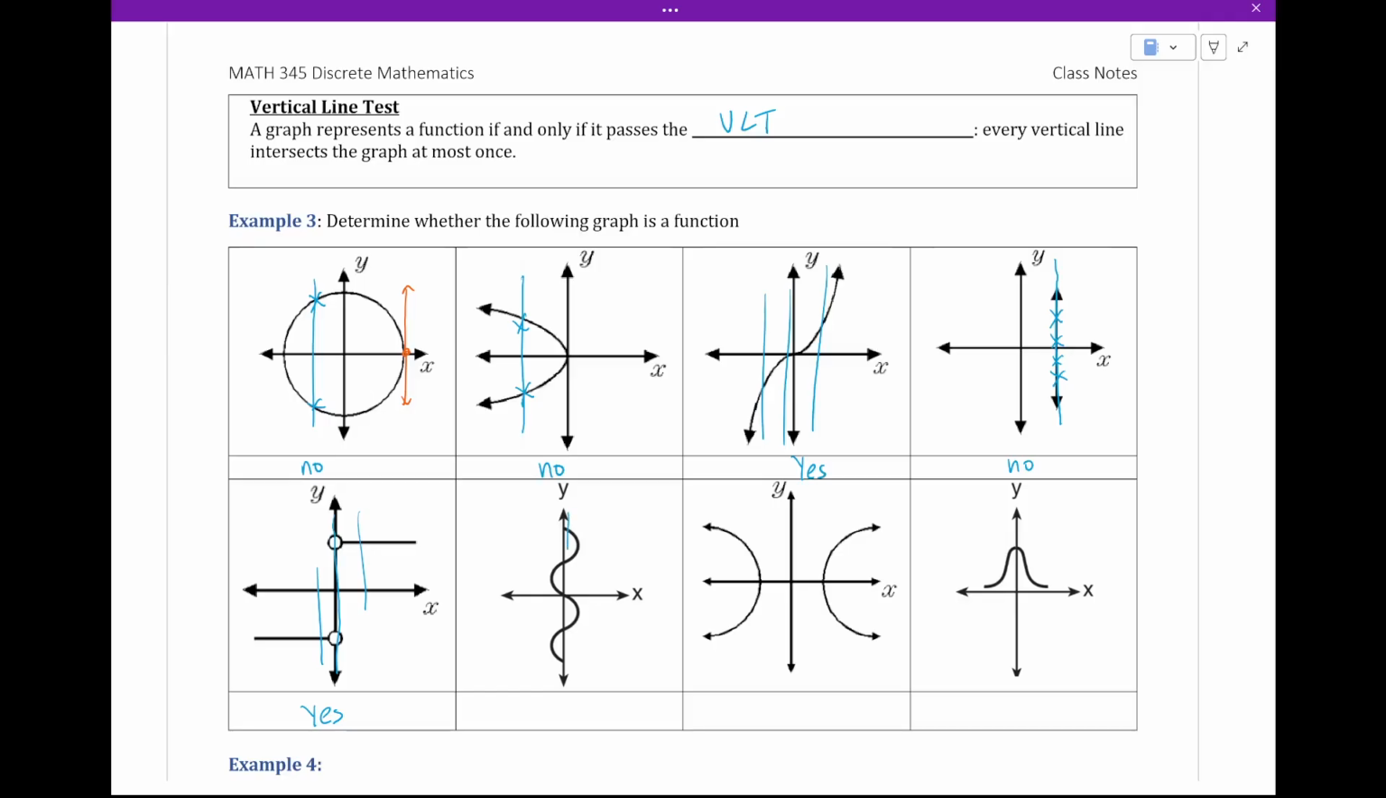This one, not a function. Here I can hit it at a bunch of places. Look at that. Bam, bam, bam, bam. Not a function. This one, also not a function. Look at that. No. Last one, this one kind of looks like a worm. Yes, it is a function. So that is the vertical line test. You've probably seen that one before.